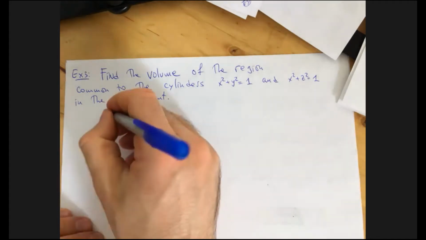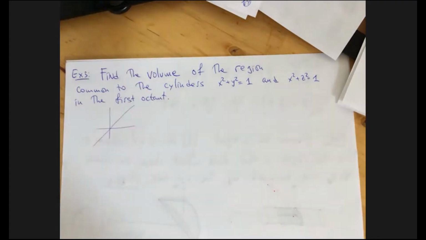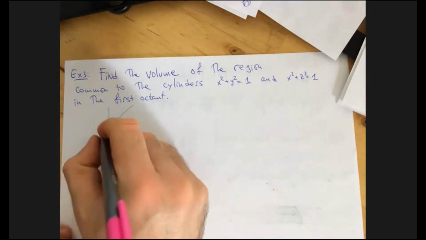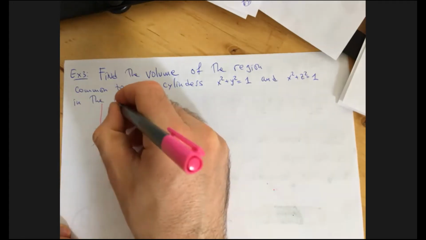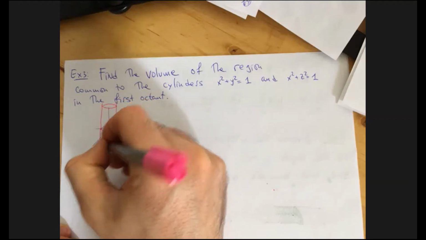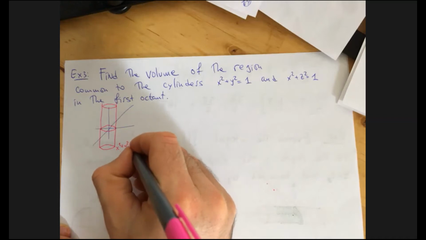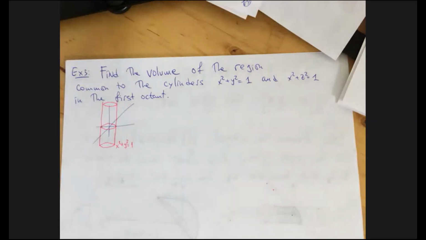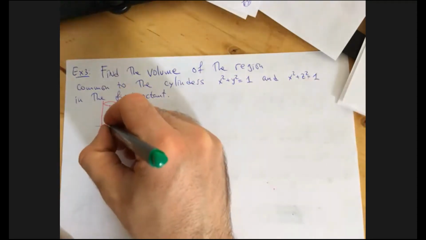Okay, so here I'm going to do a rough sketch and something a little bit more clear in the second sketch. So this is the cylinder x squared plus y squared is equal to 1, and the cylinder from the previous case x squared plus z squared is equal to 1.